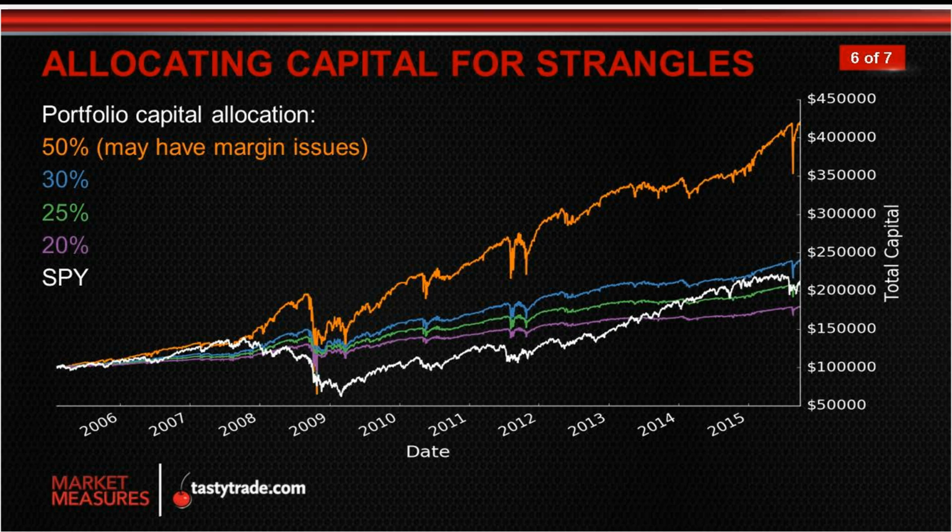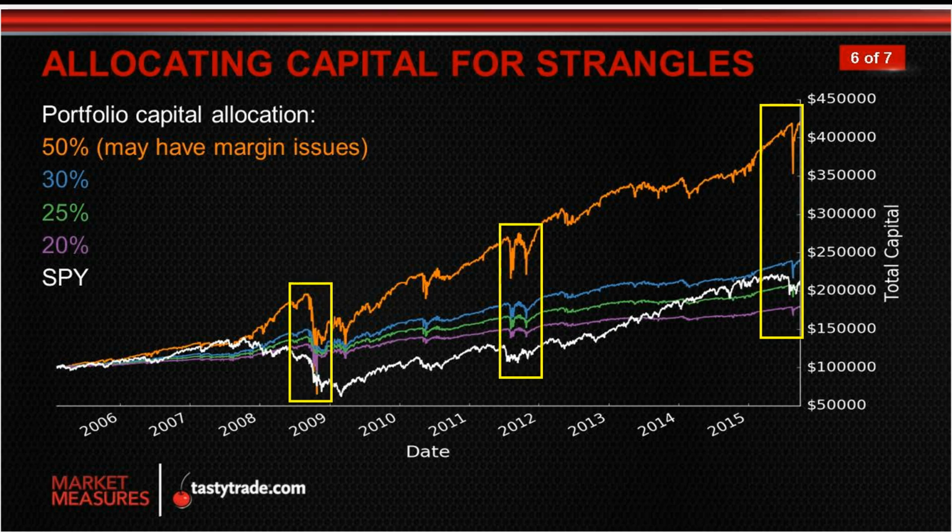And this is a graph that the guys at Tasty Trade made. And as you can see, using 50% of your portfolio allocation and doing strangles will have great results. But as you can see, also a lot of volatility. So your portfolio will be more volatile, and it may have margin issues in extreme events, like for example in 2009.